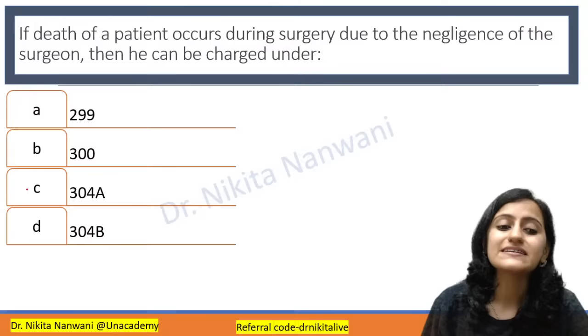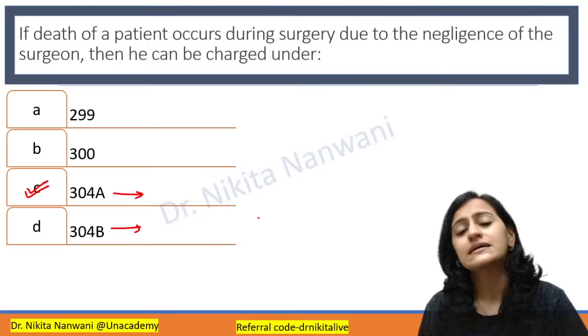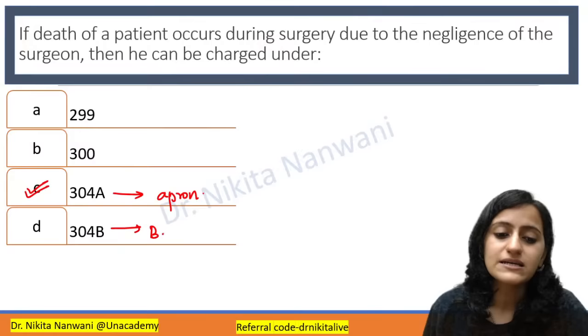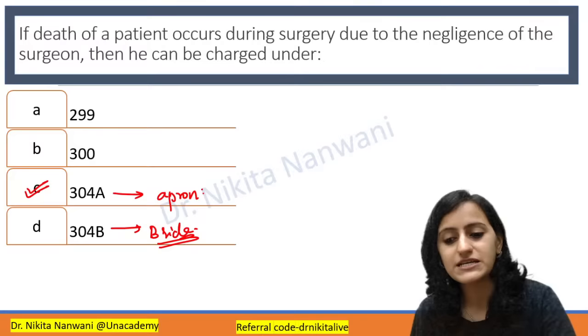Right, it is 304A. I hope you remember the mnemonics. 304A and 304B: A is for apron, that means medical negligence or any rash act. 304B is for bride, that is your dowry. So 304A is apron, medical negligence comes under that, and 304B is bride.